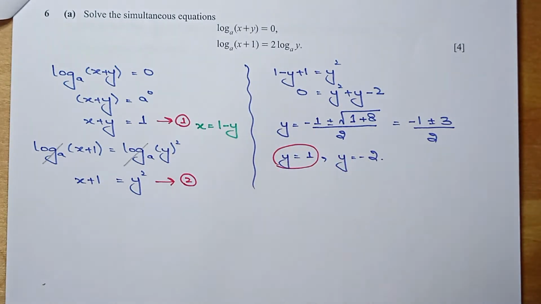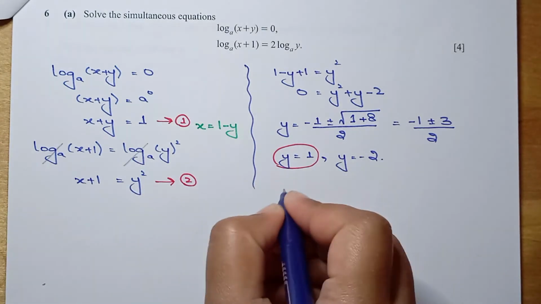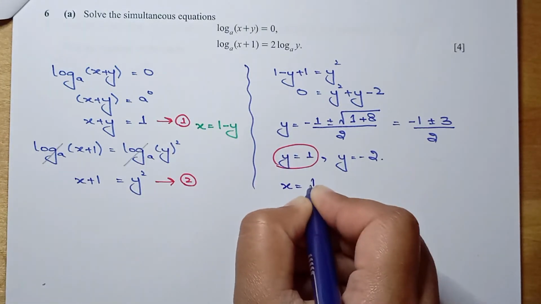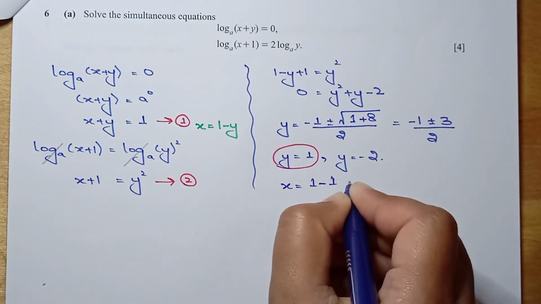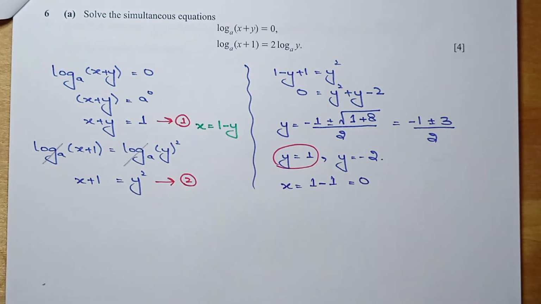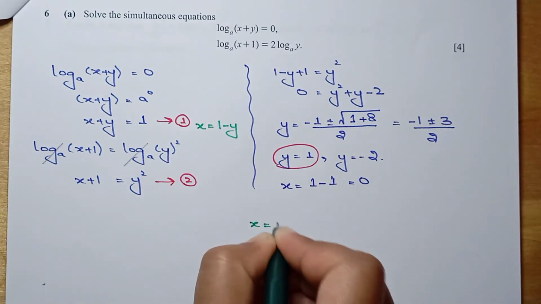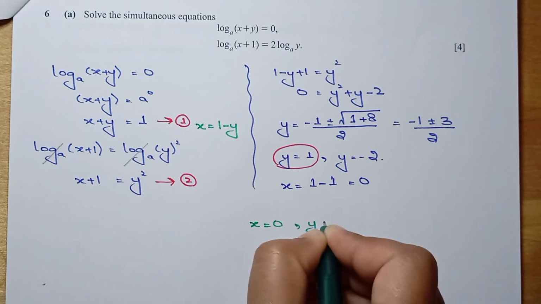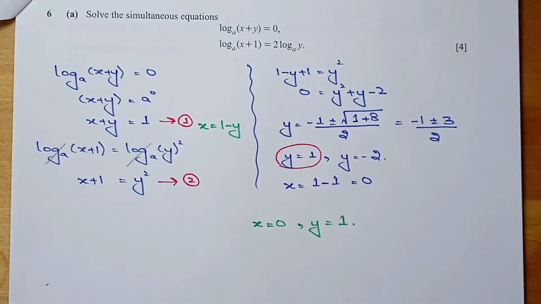Okay, now substitute the y value into x to get the x as well. So from here x equals 1 minus y, y is 1, so this is equal to 0. So we can say that x value is 0 and y value is 1. So this is the solution for the given equations.